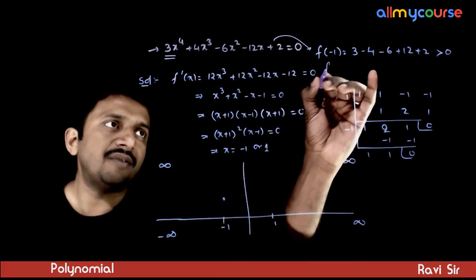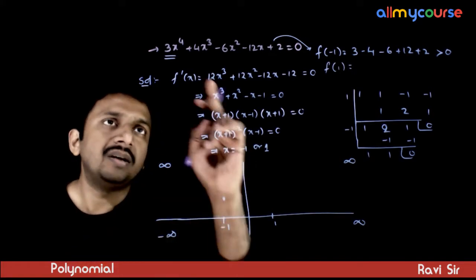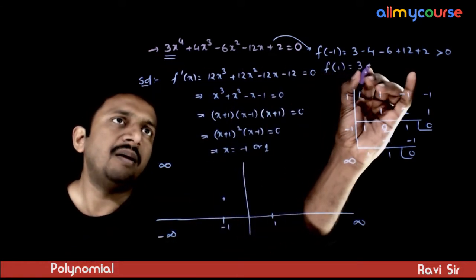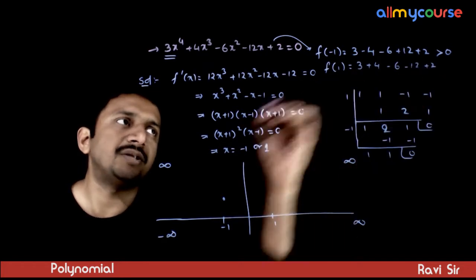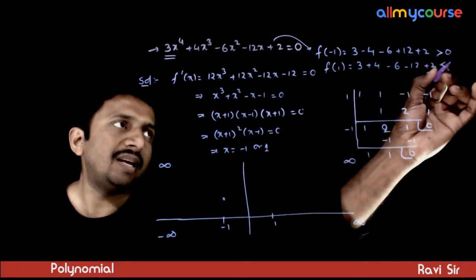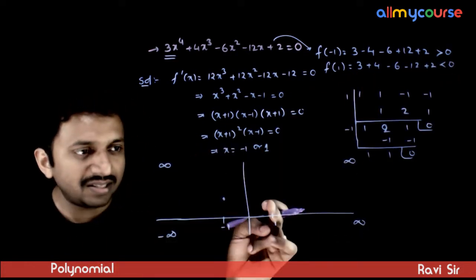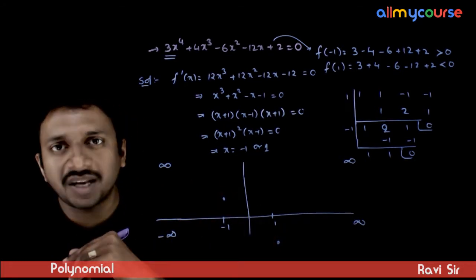Next, what is f of plus 1? 3 plus 4 minus 6 minus 12 plus 2. So minus 18 plus 9 is less than 0. It means at x is equal to plus 1, the functional value is negative.